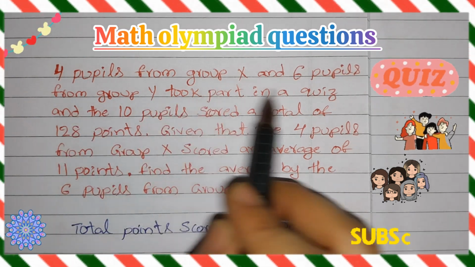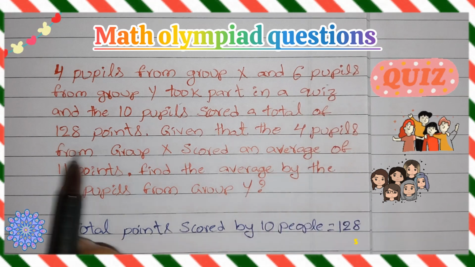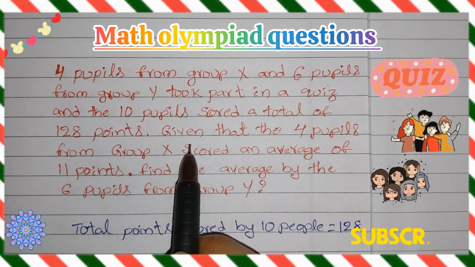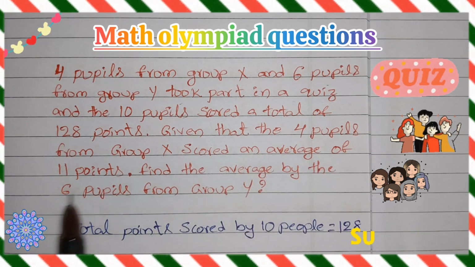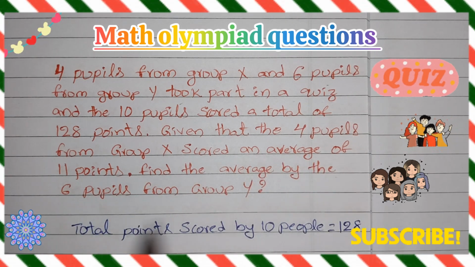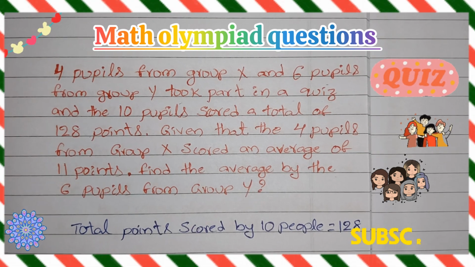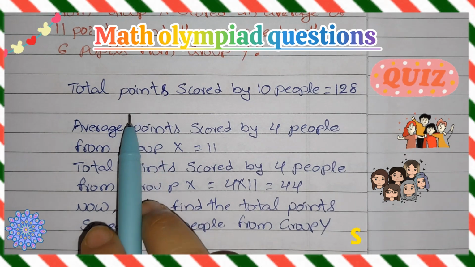The second question is: 4 people from group X and 6 people from group Y took part in a quiz and the 10 people scored a total of 128 points. Given that the 4 people from group X scored an average of 11 points, find the average of the 6 people from group Y. Read the question carefully and understand what is given and what we have to find.